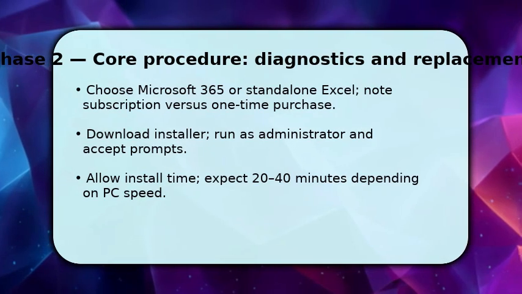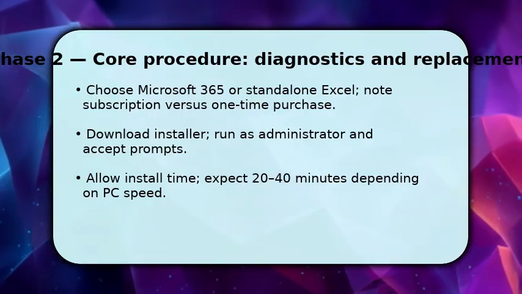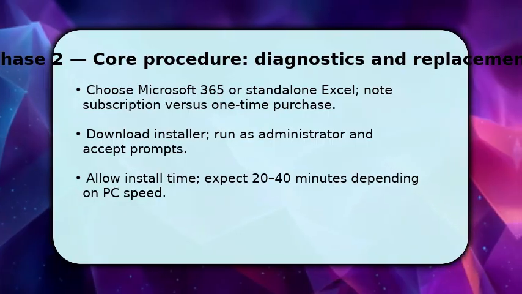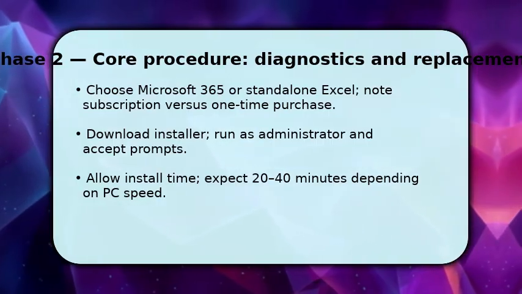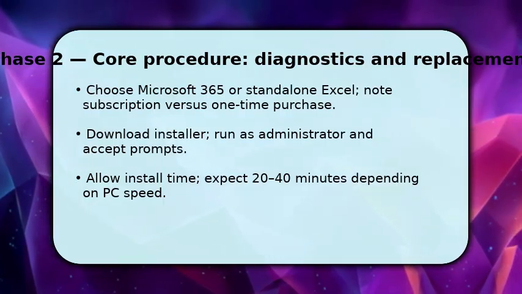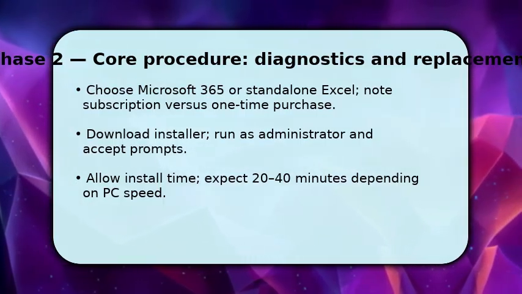You next select the product and handle the installer with care. If you pick Microsoft 365, you get continuous updates. A one-time purchase gives a static feature set. Choose based on needs. Download the installer from the Microsoft Store or Office.